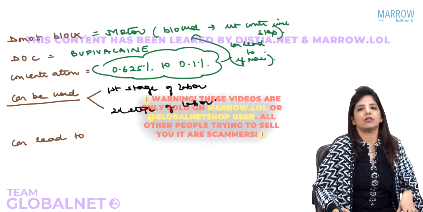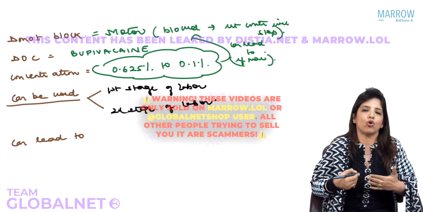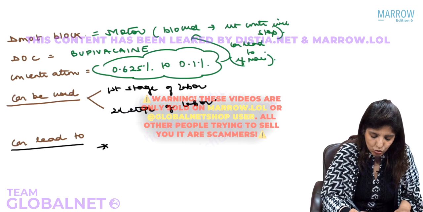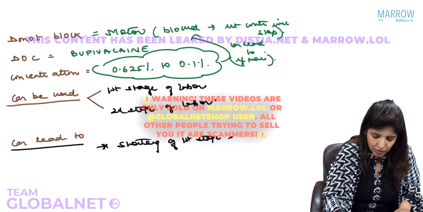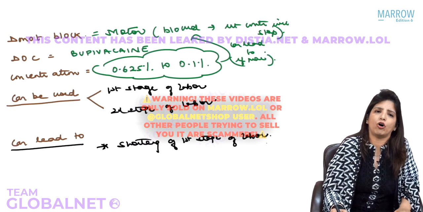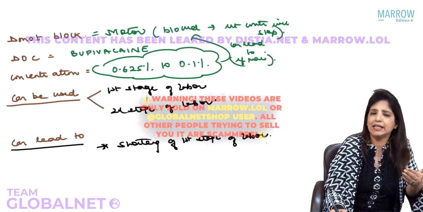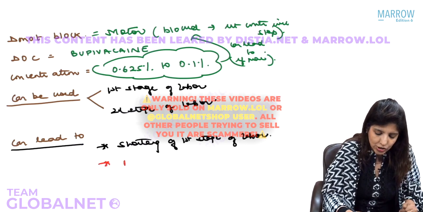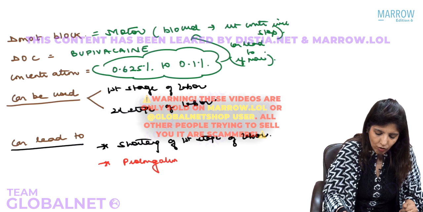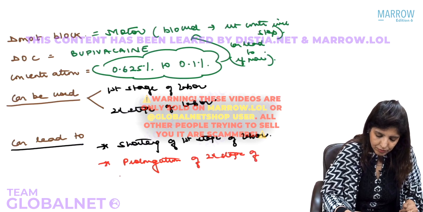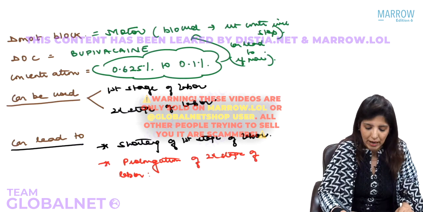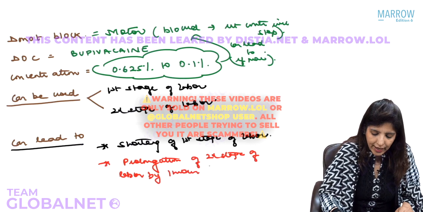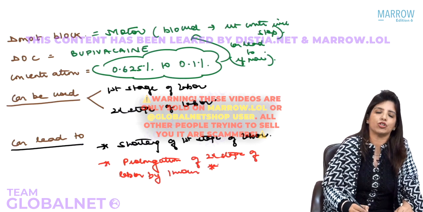Now, when you are using epidural block, what is its effect on labor? It can lead to shortening of the first stage of labor. So when you use epidural block, the first stage of labor automatically gets shortened, but it leads to prolongation of the second stage of labor by 1 hour. Now, again, this is a very, very important point.